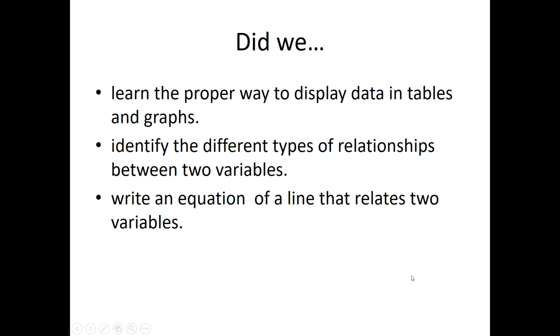Okay, so did we in this video learn the proper way to display data in tables and graphs? Yes, we did. Did we identify the different types of relationships between the two variables? Yes, there are 5 of them that you need to know. And then finally, did we write an equation of a line that relates the two variables? And yes, we did. And remember, this here is what we call a mathematical model. It's the model of the data that you collected in experiment.